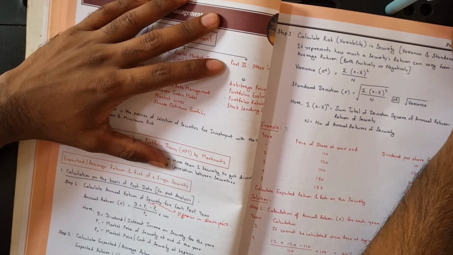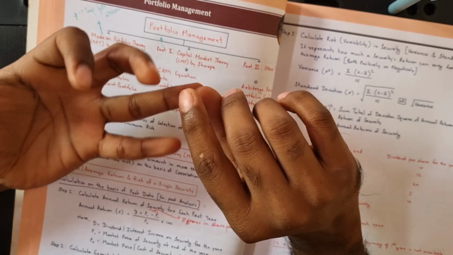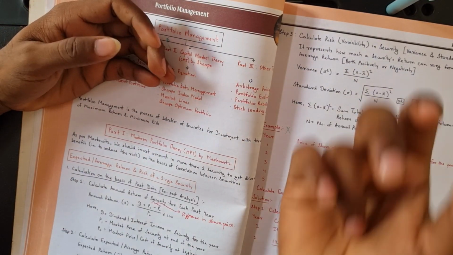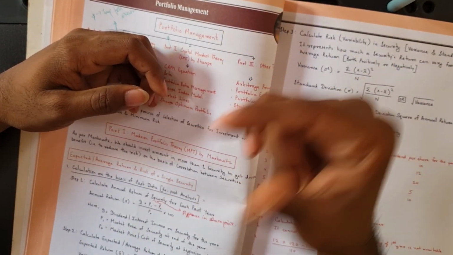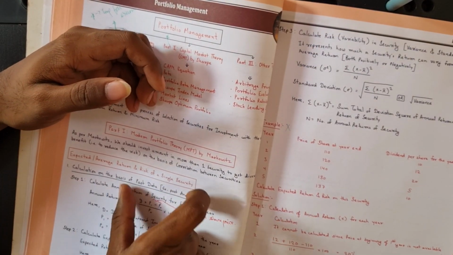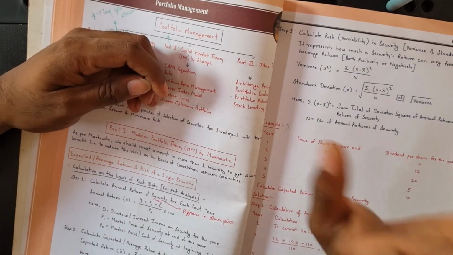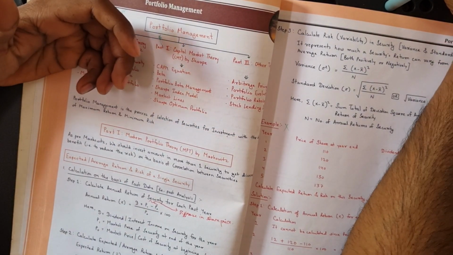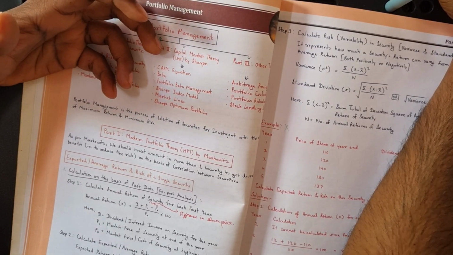Expected average return and risk of a single security. Now we are going to calculate our expected annual return and the risk involved in it. When we invest in a security, we see that we get maximum return and minimum risk. So here we are going to calculate for a single security. For a single security, how will we calculate? That we will see. The first one is on the basis of past data. On the basis of past data, it is also known as ex post analysis.